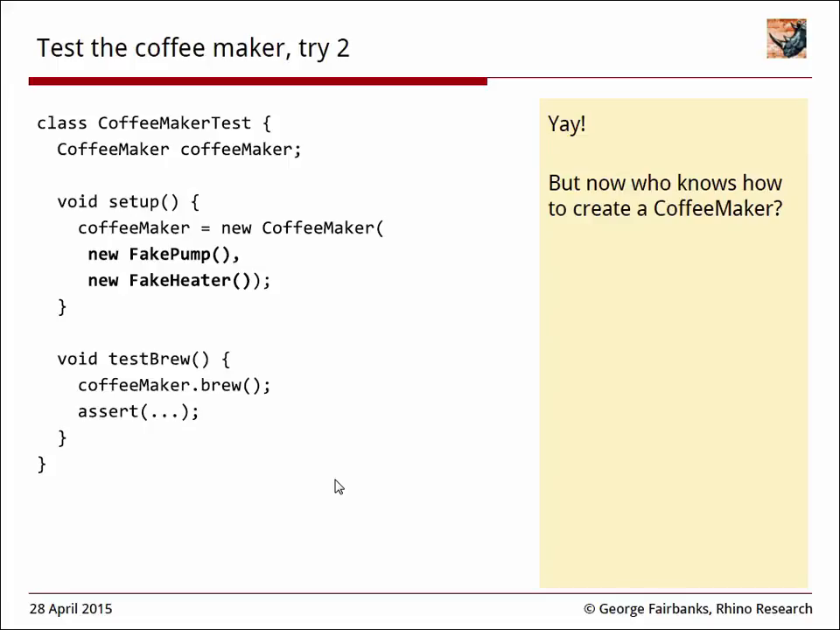So we have succeeded. We can now do unit testing, and this is a good thing, right? We should stop now and go have cake and have a party, except that we've actually deferred the problem to somewhere else. Before, the coffee maker knew which kind of pump and which kind of heater works in production. Now we have a test case that says, in the test environment, use the fake pump and the fake heater, but that leaves open the question: who knew that you were supposed to use the real pump, and which real pump and which real heater are you supposed to use in the production code?